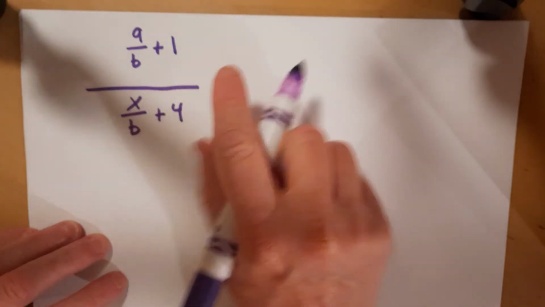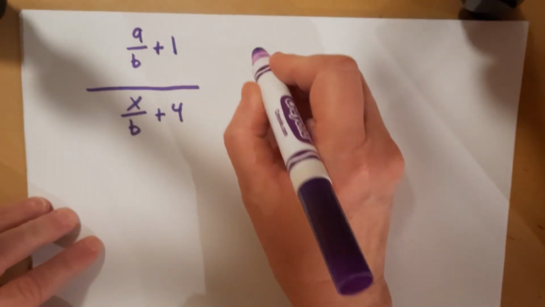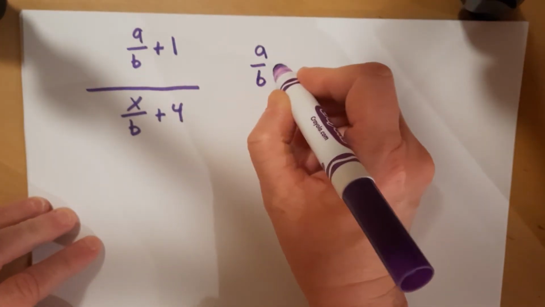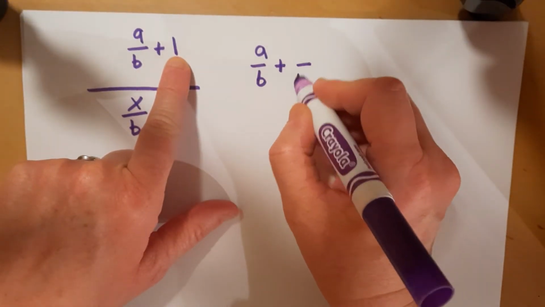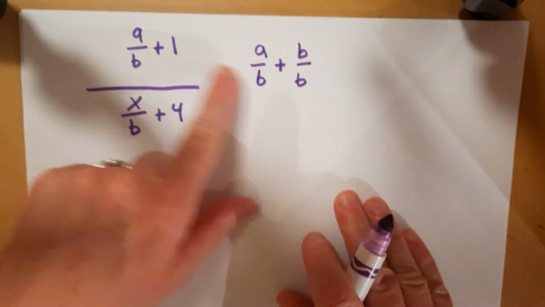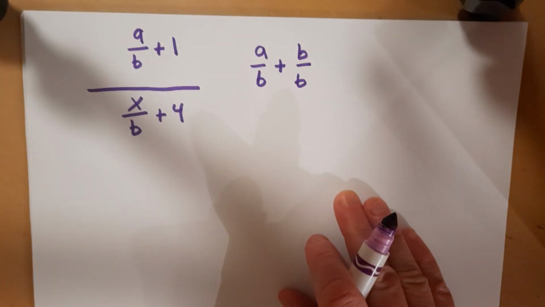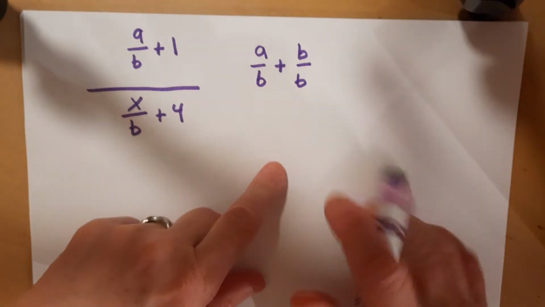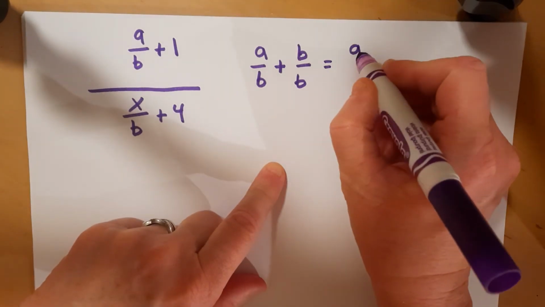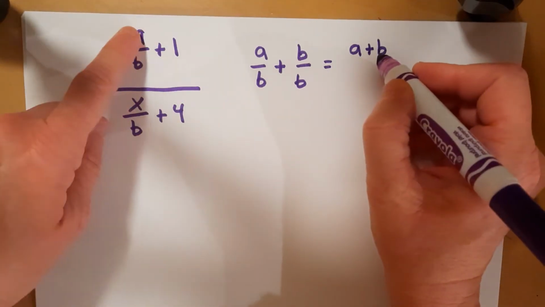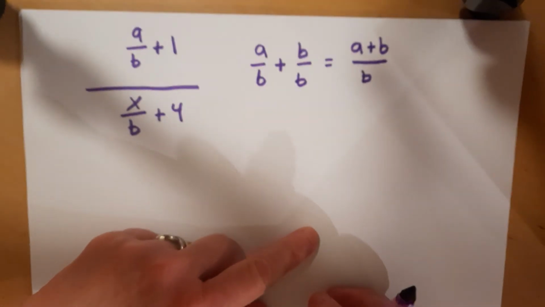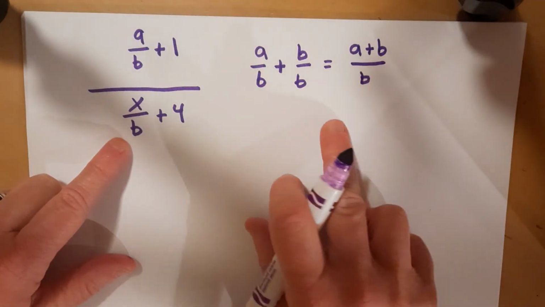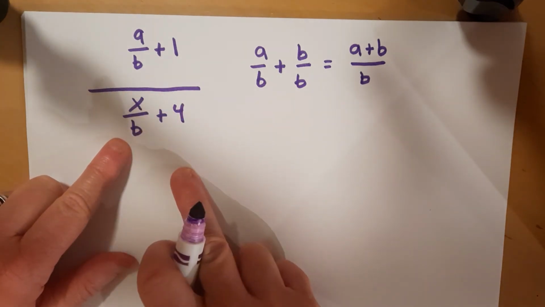So we're going to look at just this first, a over b, and if we change 1 into a common denominator of b, that turns into b over b. So now that they have a common denominator, we can add them. So the numerator in the fraction becomes a plus b over b. Now we're going to take care of the denominator.